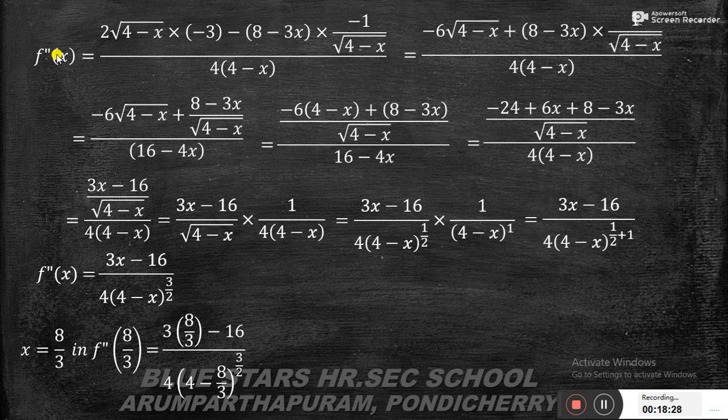So you see f double dash of x equal to 2 into square root of 4 minus x into minus 3 minus (8 minus 3x) into minus 1 by square root of 4 minus x. Therefore, 2 into minus 3 minus 6 square root of 4 minus x, minus into minus plus 8 minus 3x, 1 by square root of 4 minus x, by 4 into 4 minus x. The next step: now you write it minus 6 into square root of 4 minus x plus 8 minus 3x by square root of 4 minus x, by, now you multiply the 4 into 4, 16 minus 4x.